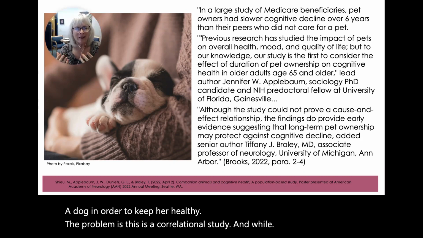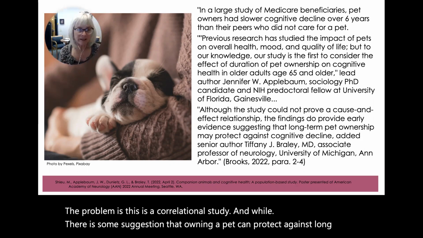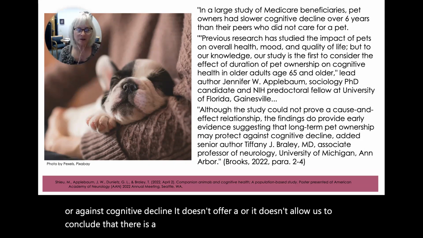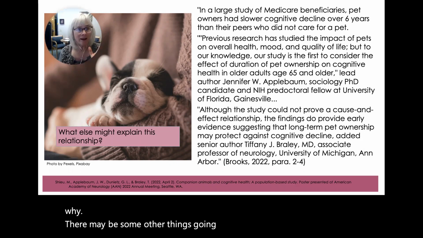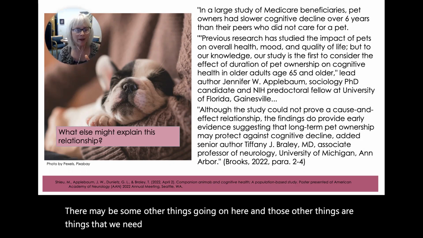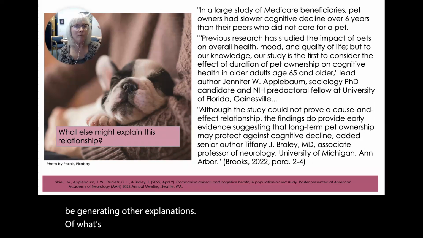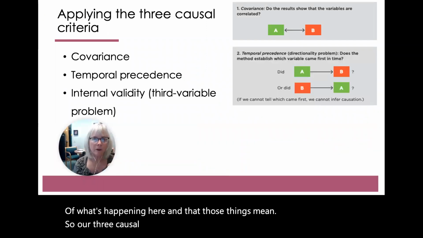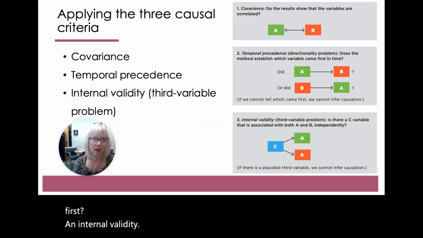And while there is some suggestion that owning a pet can protect against cognitive decline, it doesn't allow us to conclude that there is a cause and effect relationship. So let's talk about why. There may be some other things going on here, and those are things that we need to be thinking about. So as you're reading this, you should be generating other explanations of what's happening here and what those things mean. So our 3 causal criteria: covariance, temporal precedence, which came first, and internal validity, which asks whether maybe there's a third variable that explains this relationship.